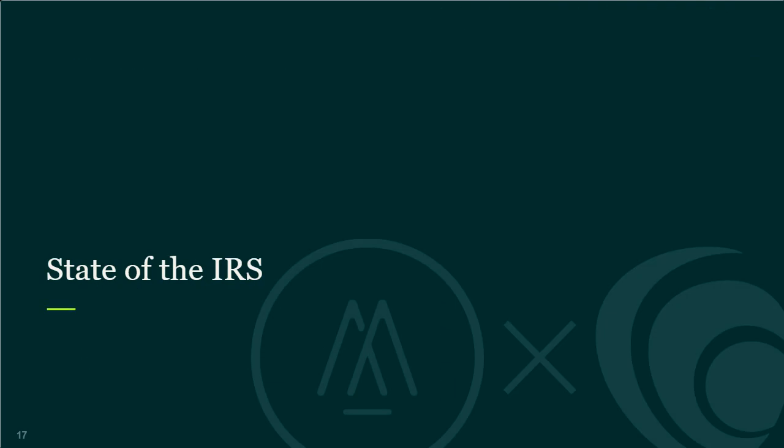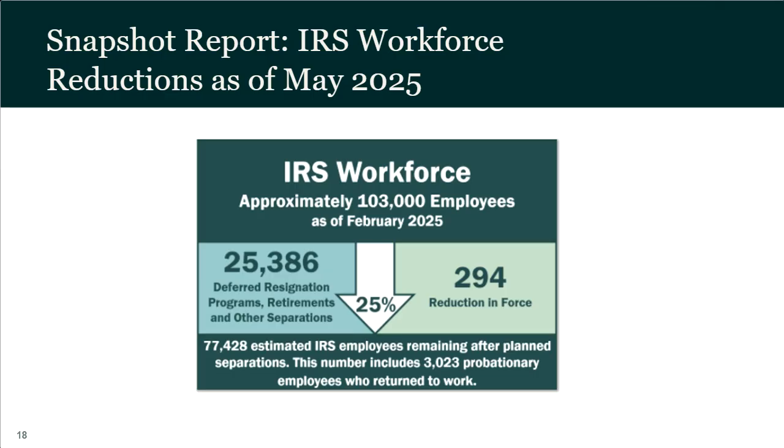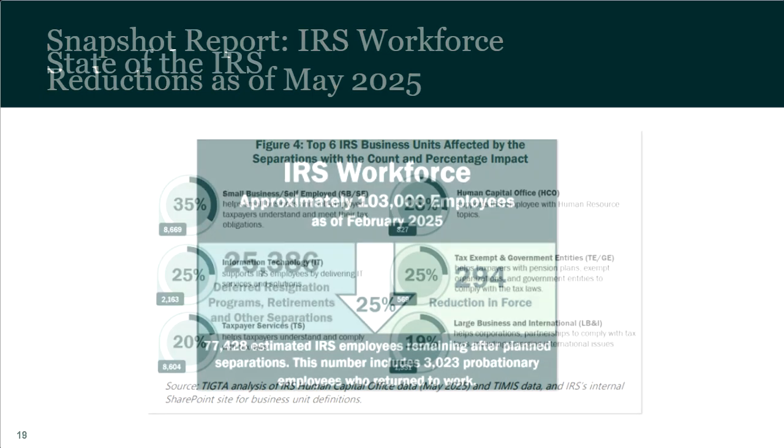So with that, I'm going to just quickly cover the state of the IRS. Where are they at right now? What does the year look like? As we all know, there has been a reduction in the workforce, about 25% based upon these figures here. 25,000 were deferred resignations, retirements, or other separations. 294 people were just reduction in workforce, and then an estimated 77,000 remain. So, big picture, that's where the IRS is at.